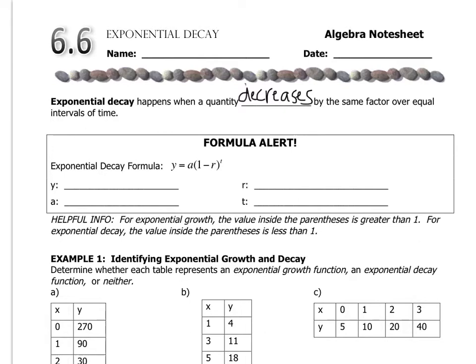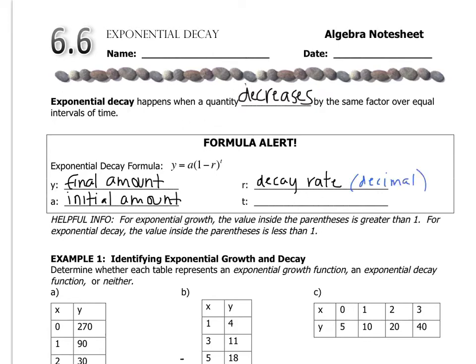The values are the same. Y is the final amount. A is the initial amount. R is the decay rate. And hopefully you are adding without being told that it must be a decimal. And T is the time in years.